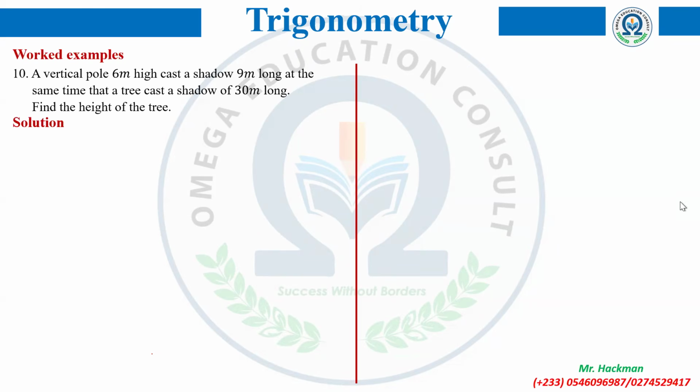Please, the length of the shadow. If you compare the length of the shadow to the length of the pole, the length of the shadow is longer than that of the pole, and that means that the length of the tree will be longer or taller than that of the pole.